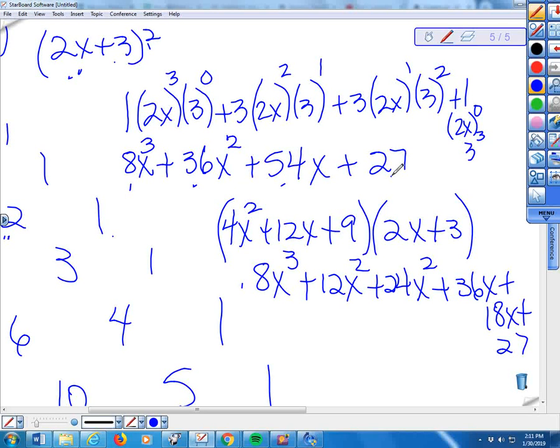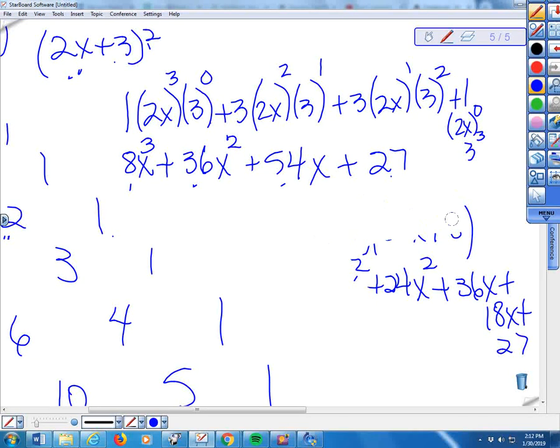Okay, it may have taken me about the same time to do it this way and this way for the cube, but as my exponent gets bigger and bigger and bigger, this pattern is going to be a lot faster. You want to take a shot at the fourth? You guys want to try it before I do it?